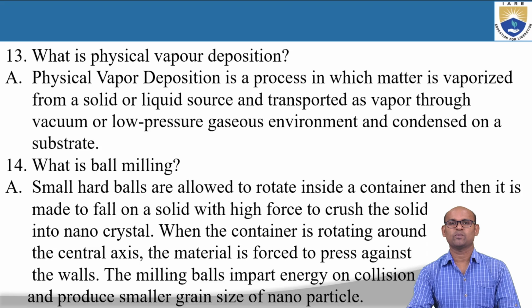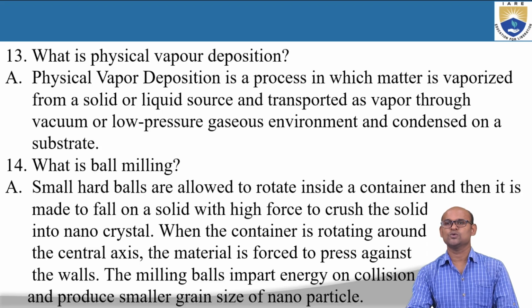What is physical vapor deposition? Physical vapor deposition is a process in which matter is vaporized from a solid or liquid source and transported as vapor through a vacuum or low-pressure gaseous environment and condensed onto a substrate.